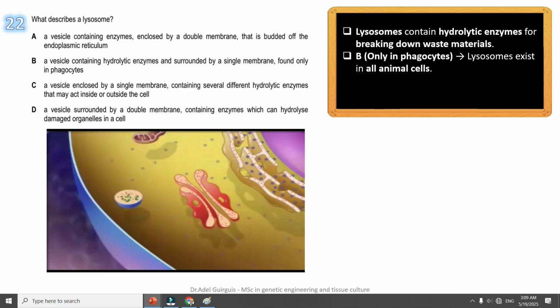Letter B, only in phagocytes. This is wrong, where lysosomes exist in all animal cells. For letter A and D, double membrane, lysosomes are not double membrane, they are single membranous structures. So the answer is C. Okay, is C.